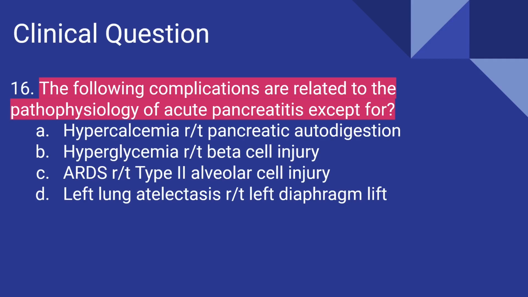So when we think about pancreatitis, we think about all that digestive enzymes, all that water leaking out, right? We're going to damage those type 2 alveolar cells that make surfactant. We're going to have a high blood sugar because we have lost our ability to get insulin to the correct places. We have left lung atelectasis because our pancreas is more on that left side. But what we're going to see is actually hypocalcemia. So this is the correct idea, but wrong direction.